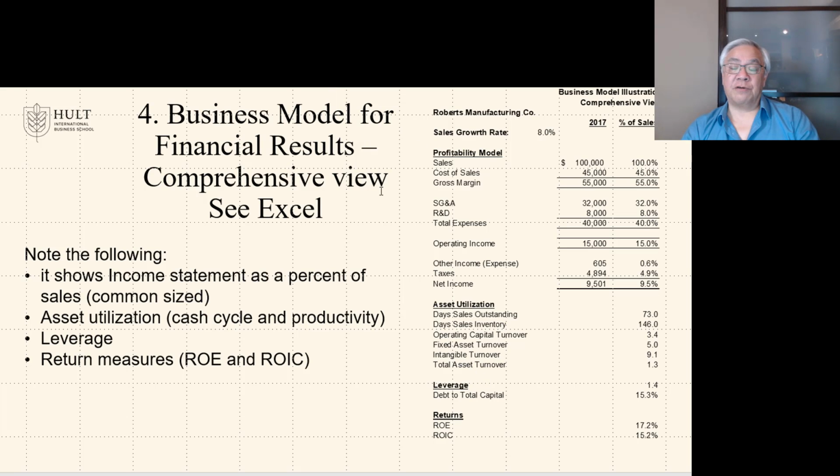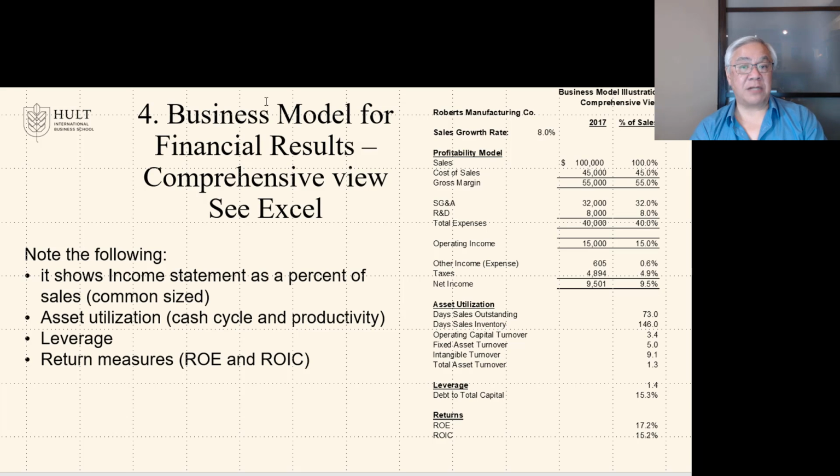The other elements of turnover are other elements of the capital and the assets. Fixed assets, total operating capital, and also total assets. So we're just seeing how well we utilize assets to generate sales. The next category is leverage. How much debt do we use compared to equity? And here, the debt to total capital is 15%. That's not that large use of debt.